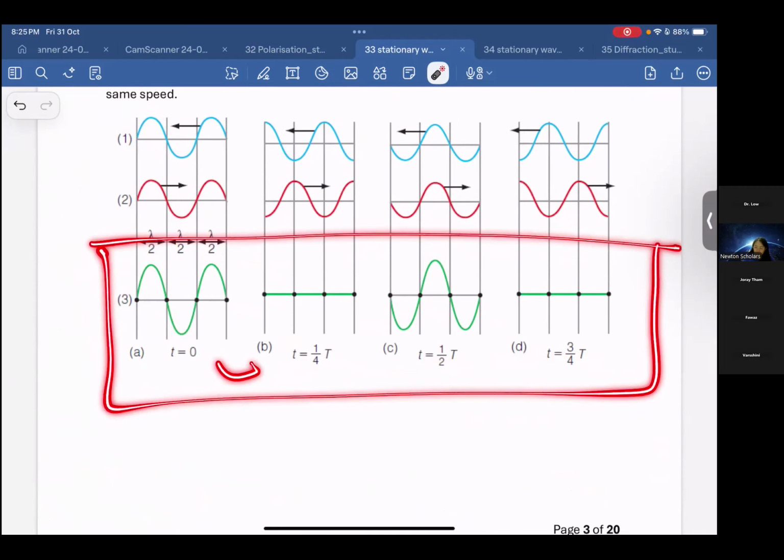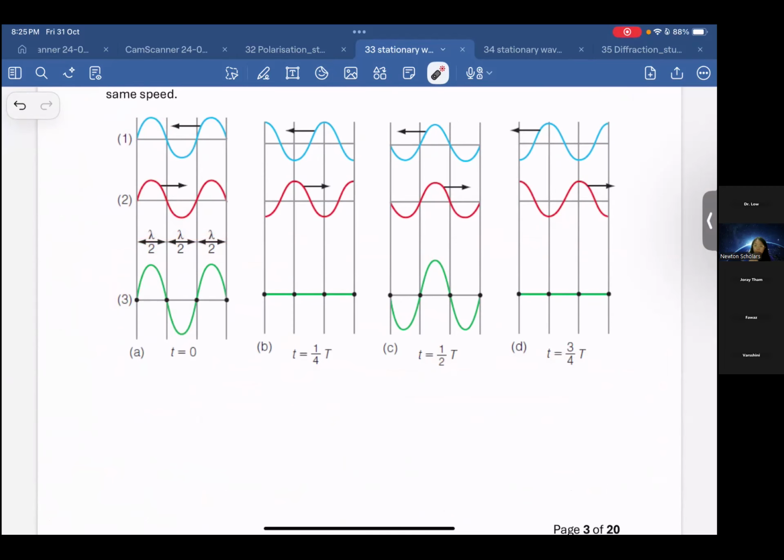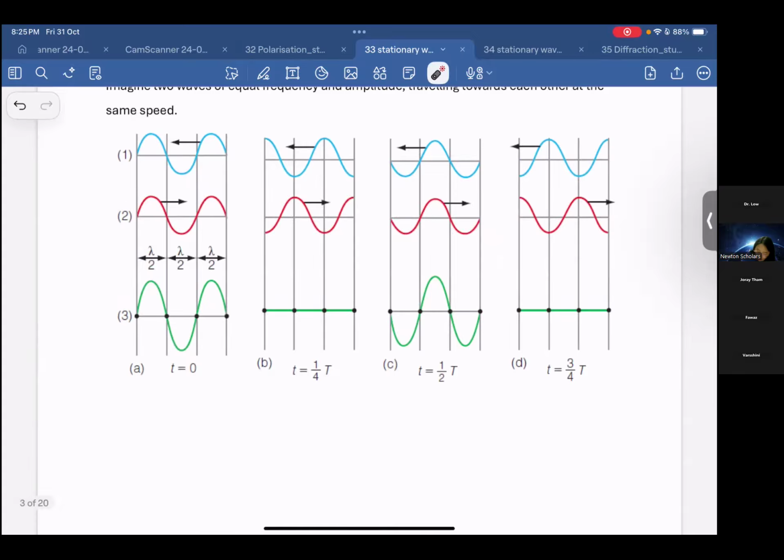After one over four of the period, the blue color will move forward. You see here, this is T, from 0 until T. This one is T over 2. Here is T over 4, which means it moves forward one over four of the wave. So at the end, your pattern will look like this. It moves forward one over four. From here, move forward one over four, so you get this pattern. This one is also the same. You move forward, so you get the pattern here.